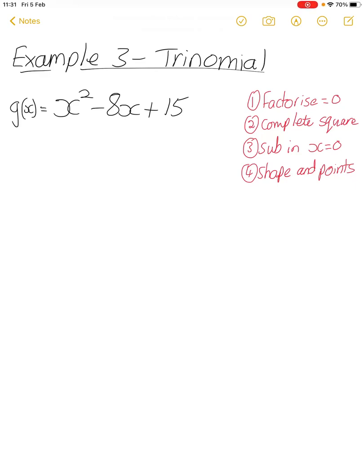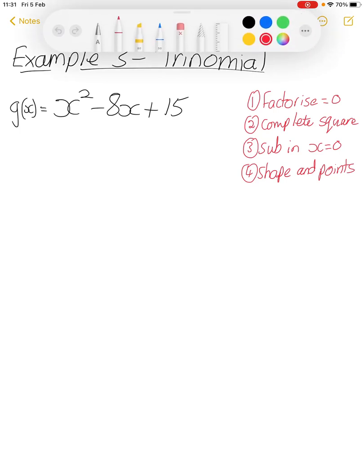For sketching the graphs of quadratics, we've got 4 steps. We're going to factorise it equal to 0, we're going to complete the square, we're going to sub in x equals 0, and then we're going to figure out the shape of it and plot the points on it. Now I'm going to start by rewriting x squared minus 8x plus 15 as x squared minus 8x plus 15 equals 0. And we'll go about doing step 1.